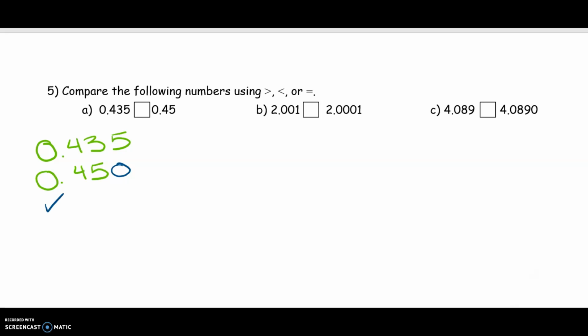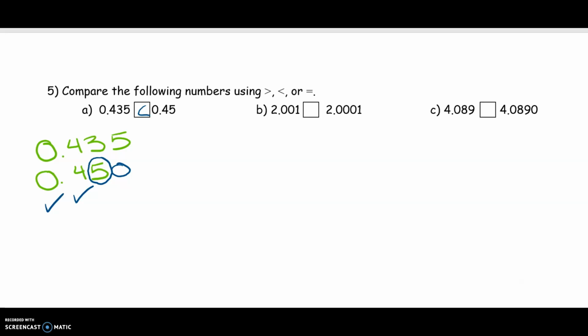Column 1 has a 0 and a 0, they're both the same. Column 2 in the tenths place, both contain a 4. But once you get to column 3, you realize that your number on the bottom has a greater value, meaning that 0.45 is greater than 0.435 because our value in the hundredths place has a 5, which is greater than the 3 in our hundredths place for our first number.